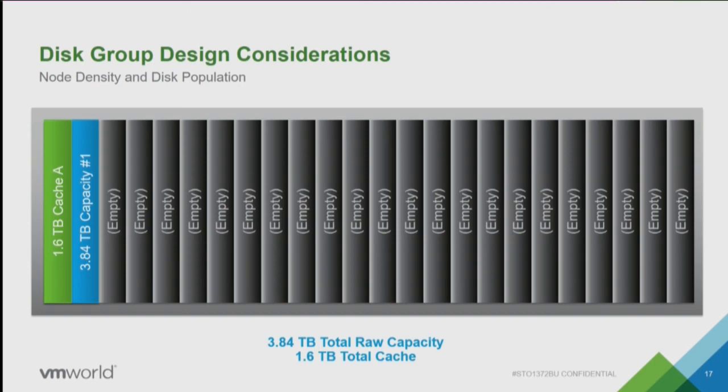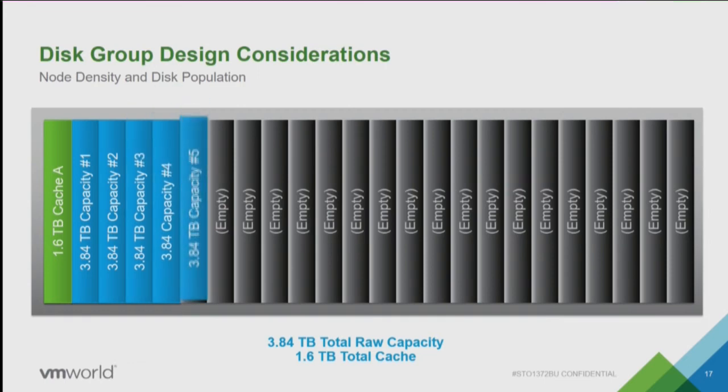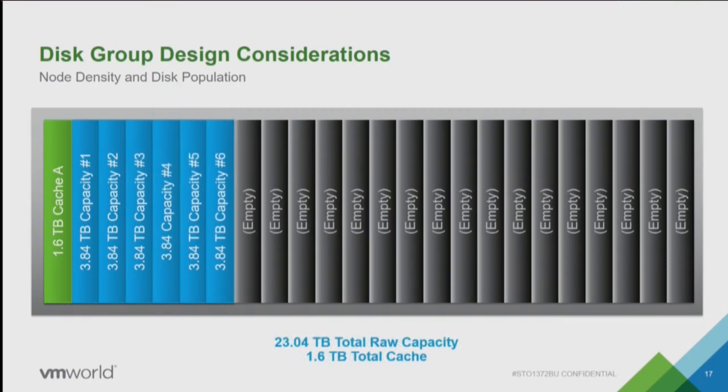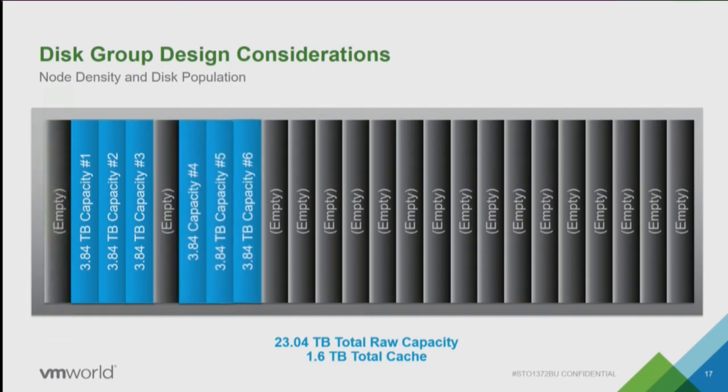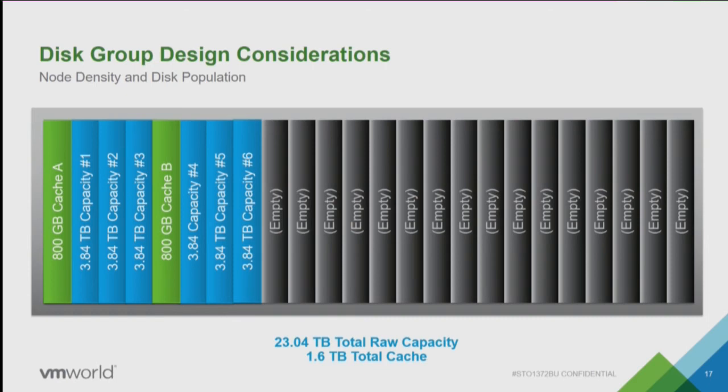This right here, basic, right? One cache, one capacity. Sweet, no problem. Hey, we're gonna scale this up. We're gonna add a bunch of disks to it. Even this is okay. We're not using all the slots, we got more to grow. However, we could get better performance out of this by going shallow and wide. So instead of having just one 1.6 terabyte cache drive, we're gonna put in two 800s, and we're gonna break that into two disk groups. Right? So now we have our I/O going to two different disk groups. We get better performance out of that node.